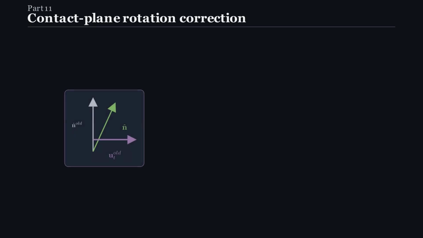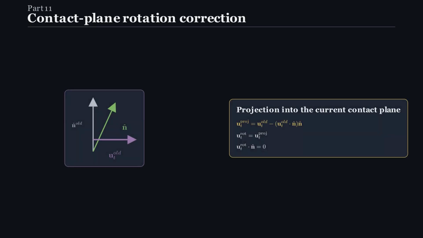The tangential spring must live in the current contact plane. When the contact normal rotates, the old history vector must be moved into the new plane. The minimum consistent operation is projection. Remove the component parallel to the current normal so that the stored vector remains tangential.